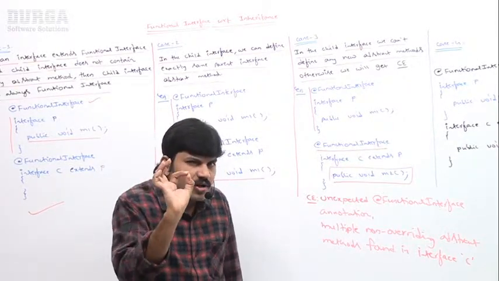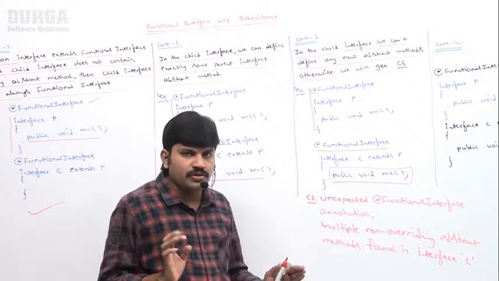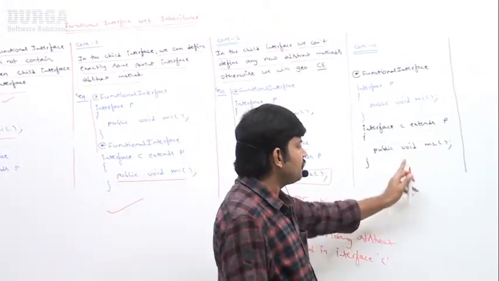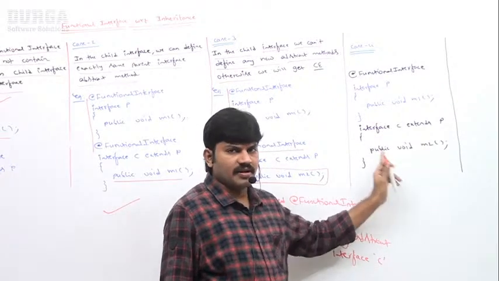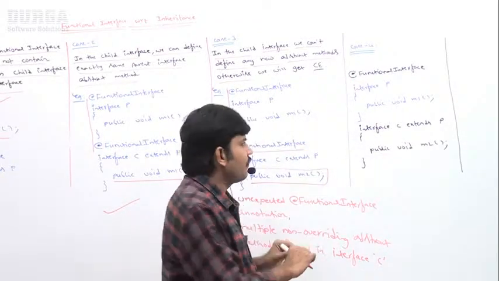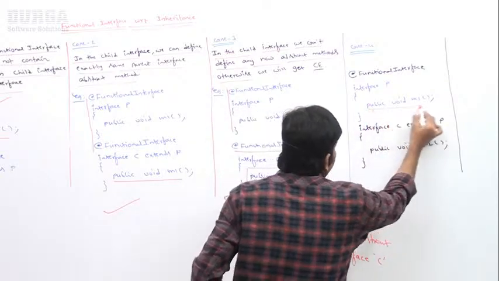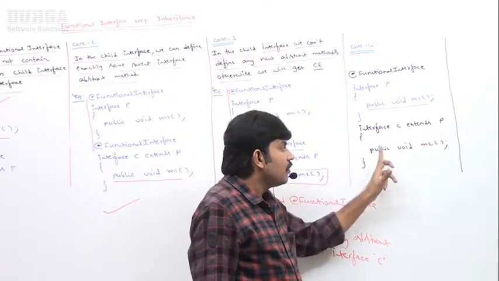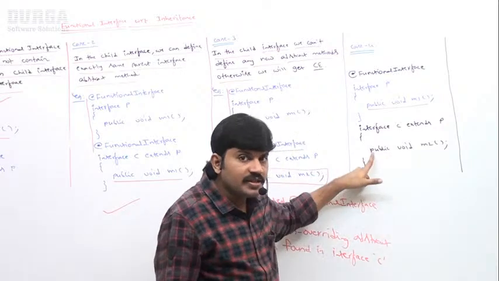Okay, just a small twist is there. Of course, I will execute and show, but before that, can you please observe very carefully? Is it valid or not? Can you please cross check? @FunctionalInterface interface P with public void m1. Now I'm taking interface C extends P, with public void m2. Is it valid or invalid?